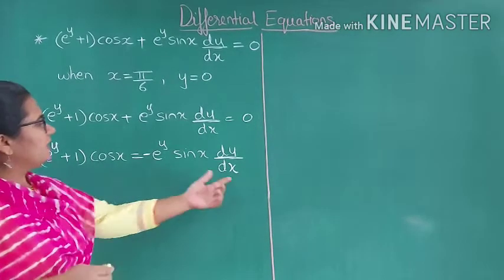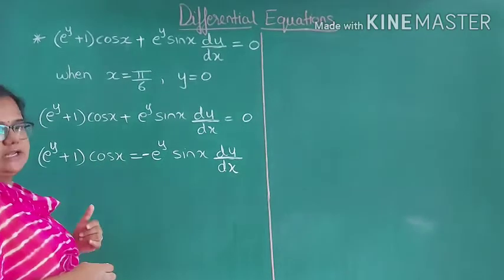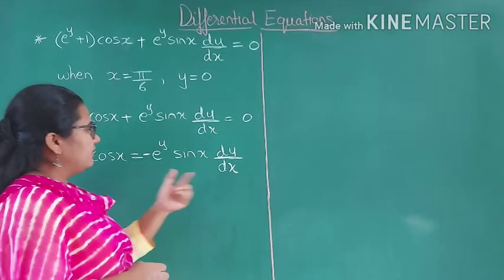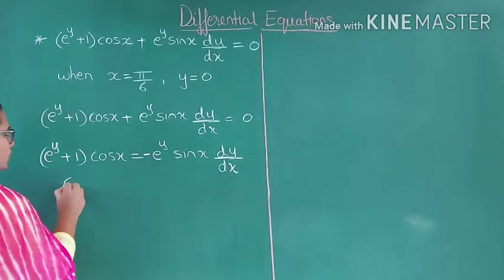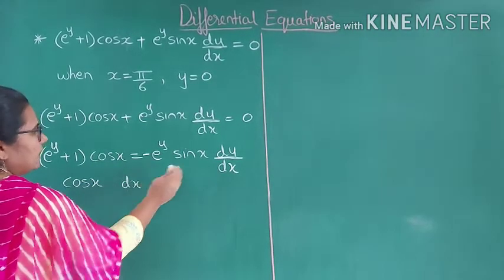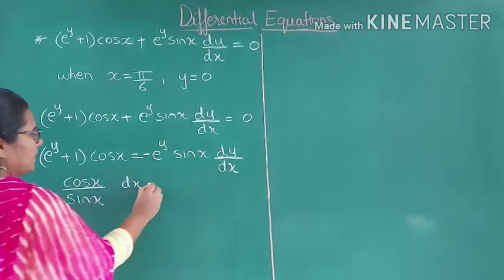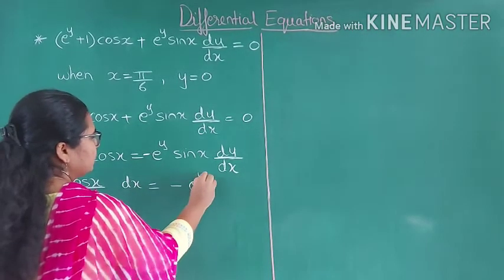Now we will take dx differential on the LHS. So all the terms of x we will keep on the LHS and all the terms of y we will keep on the RHS. So here you will get cos x dx, we will take here dx. The sin x we will take on the LHS, it will be divided. So sin x is equal to minus e raised to y.